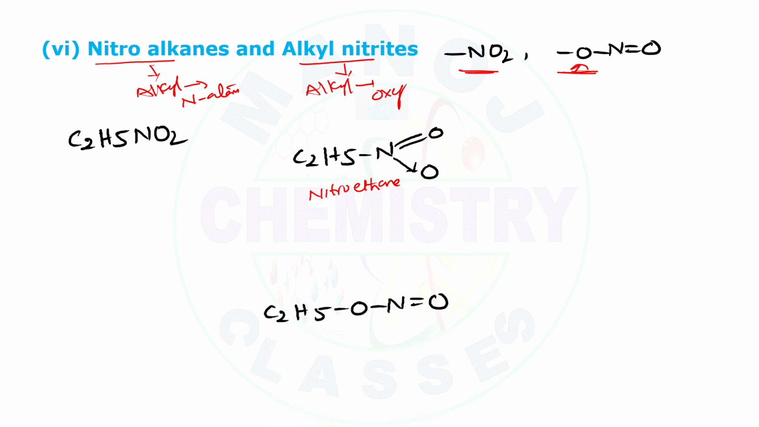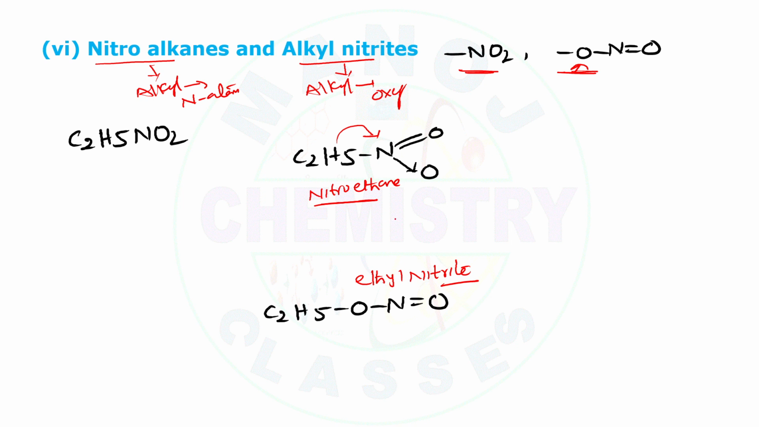If the alkyl group is directly attached to the oxygen atom, it is called an alkyl nitrite. If the alkyl group is directly attached to the nitrogen atom, it is called a nitroalkane. Here, as it is attached to the nitrogen atom, it is nitroethane, whereas in this case the alkyl group is attached to the oxygen atom. Hence this one can be written as ethyl nitrite. Clear?